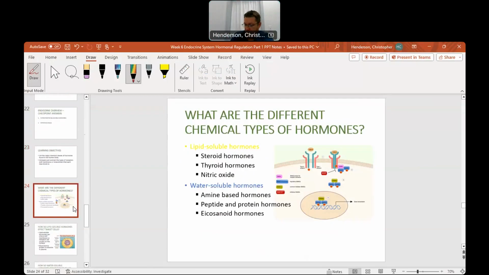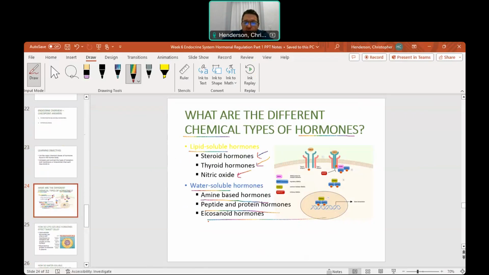So another topic that we need to review is the chemical differences between hormones. Some hormones are going to be lipid soluble and some are going to be water soluble. Why does it matter so much? Steroid hormones, thyroid hormones, and nitric oxide are all going to be fat soluble. Water soluble ones are our amine based ones, our peptide ones like insulin, and some of our eicosanoids. So, why is this important to us?